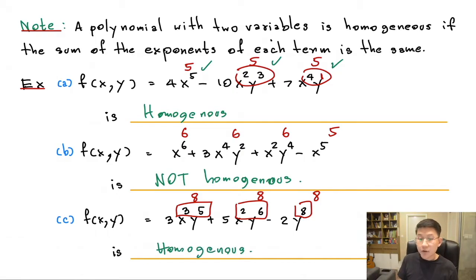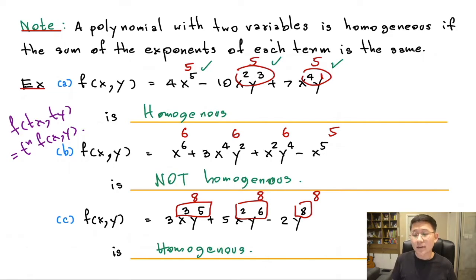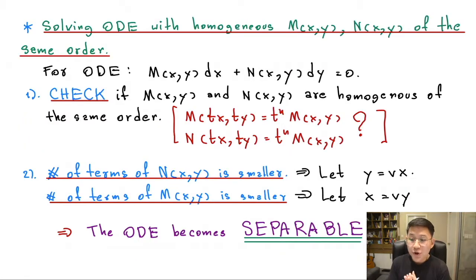Okay, but for these examples A, B, C, you can look at f of tx, ty as well. It will be t to the n f of x, y. But it is just an easy way to look at the polynomials, whether or not they are homogeneous. Okay, but if they aren't polynomials, we need to use this definition. Make sense?